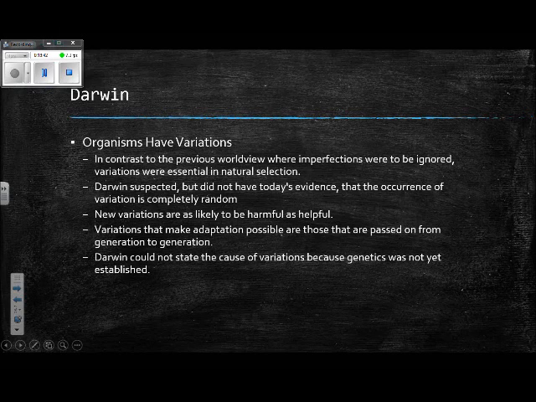Variations that make adaptation possible are those that are passed from generation to generation. Darwin could not state the cause of variation because genetics was not yet established. So variations usually happen because some gene has changed somewhere.